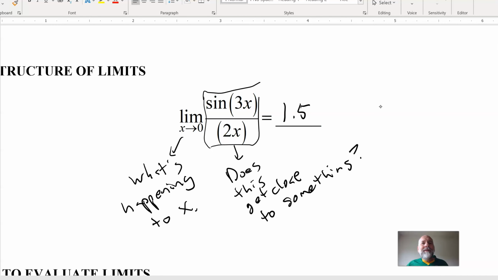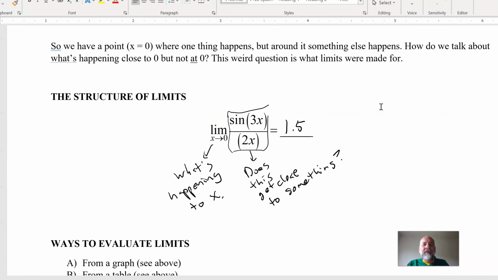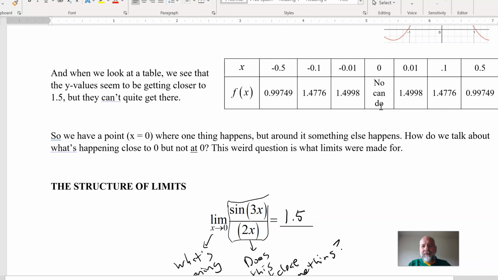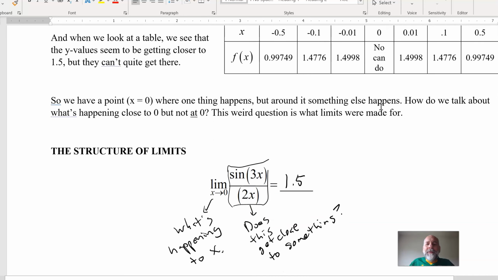1.5. Now, the table we had earlier doesn't prove it's 1.5. I mean, maybe it's 1.49991 or something weird. I don't know. But you can see it's like, wow, that's getting really close to 1.5. And you see the 3 and the 2, and you kind of go, I bet it's 1.5.